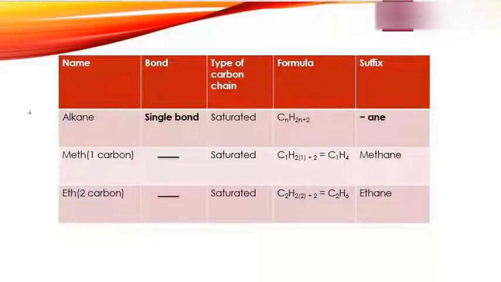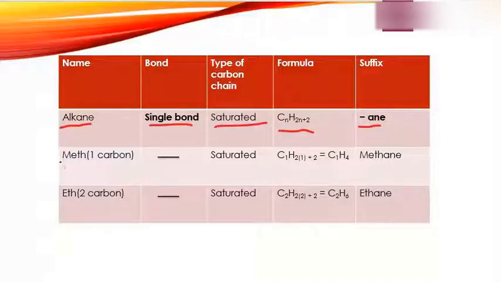Next we move on to alkane. Bond in alkane is single bond. Type of carbon chain is saturated carbon chain. The formula that we use for alkane is CnH2n+2 and the suffix that we are using is ane.